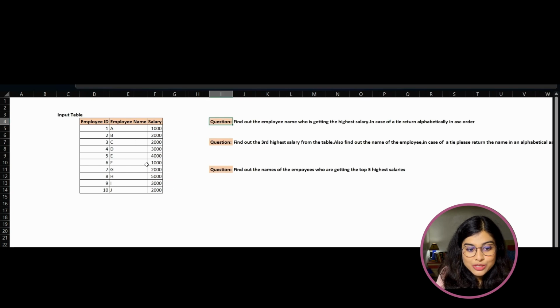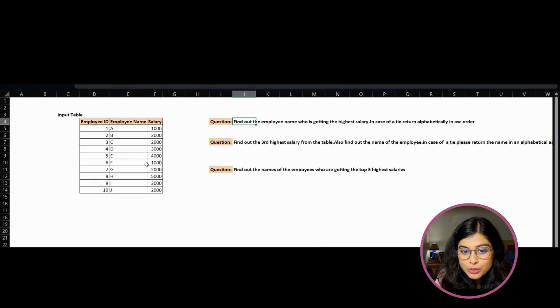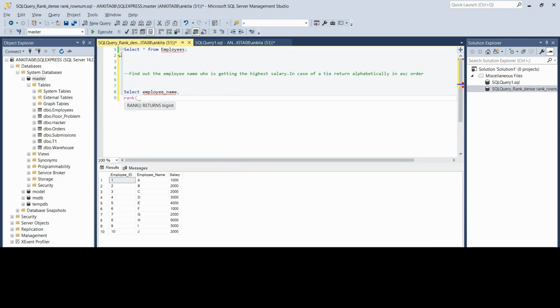Let us go back to the table and look at the first question. The first question here is: find out the employee name who is getting the highest salary, and in case of a tie, return alphabetically in ascending order. So we have to provide the employee name who is getting the highest salary, and I think we have to provide only one, even in case of a tie, because we have to provide the name in alphabetically ascending order. All right, so we have to use the rank function here.